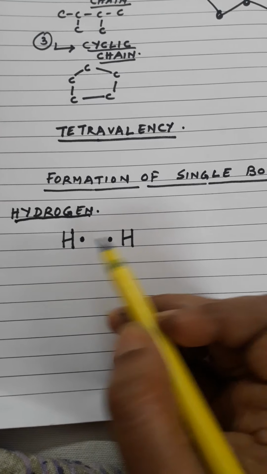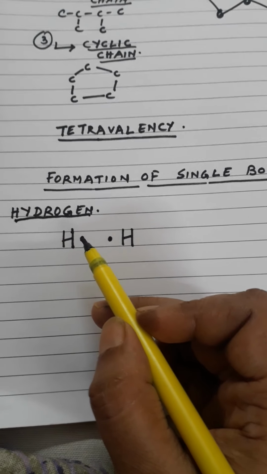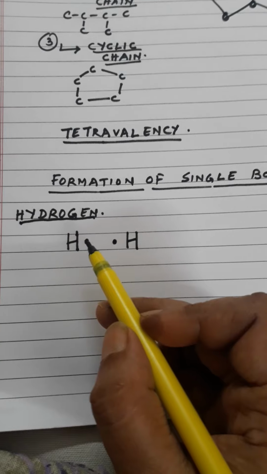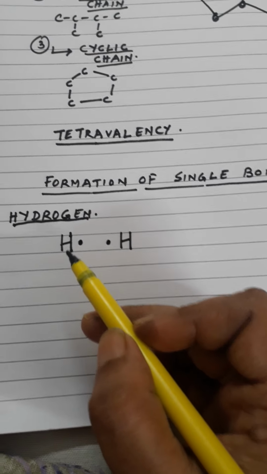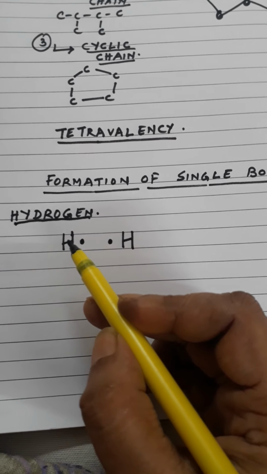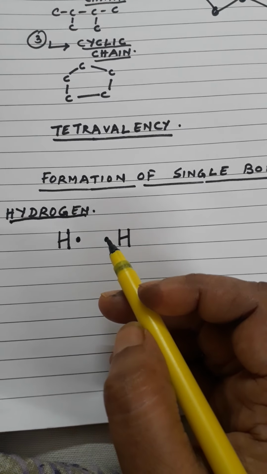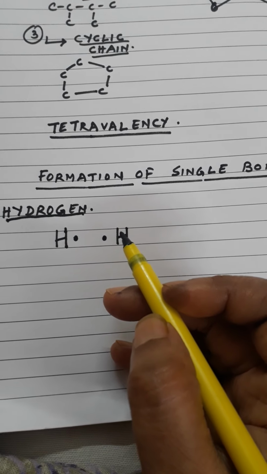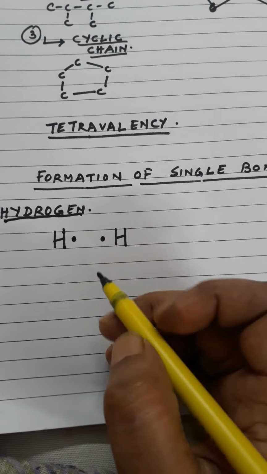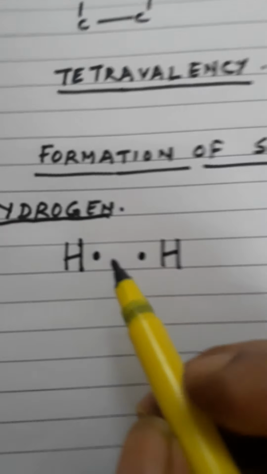Now both the hydrogen atoms have just one electron in its outermost shell, and you know that K shell will become stable if it is completely filled with 2 electrons. So this hydrogen requires another electron to become stable. Similarly, this hydrogen, the second one, also needs a second electron to become stable. So how are they going to do it?